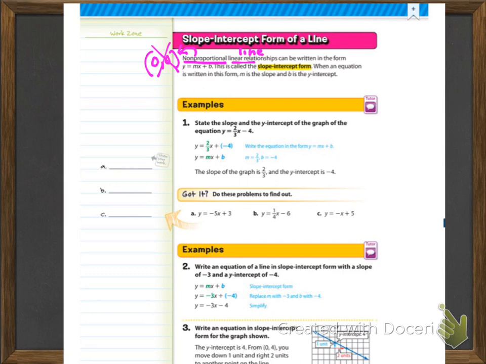Can be written in the form of y equals mx plus b. And remember in class I refer to that as the skeleton. Y equals mx plus b. Remember that's different because now it has a b. So it says this is called slope-intercept form. When an equation is written in this form, m is the slope and b is the y-intercept. Easy enough, right? So let's go ahead and take a look.